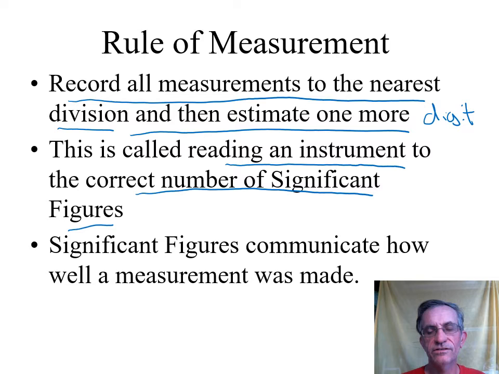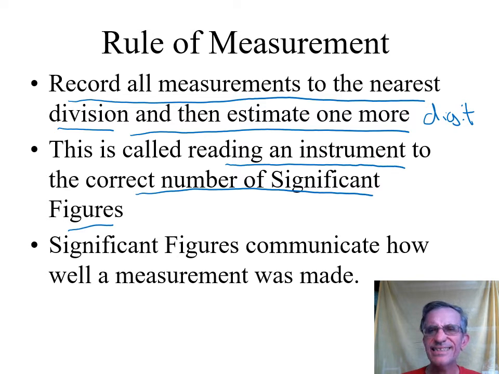Significant figures communicate how well a measurement was made. The basic idea is if you have a better measuring device, you're going to have more digits in your measurement. If you use a not very good measuring device, you're going to have fewer digits in your measurement. So more digits means a measurement that was made more carefully.